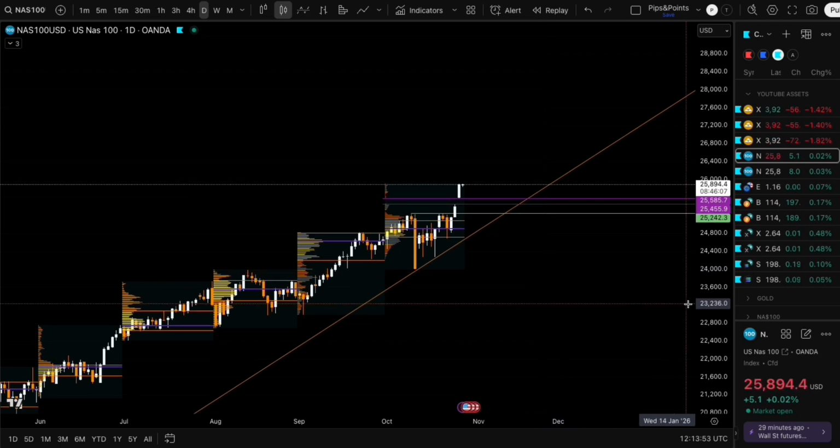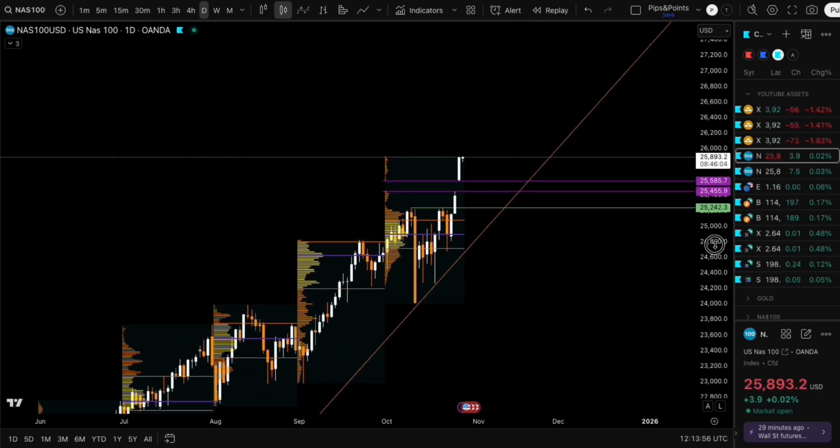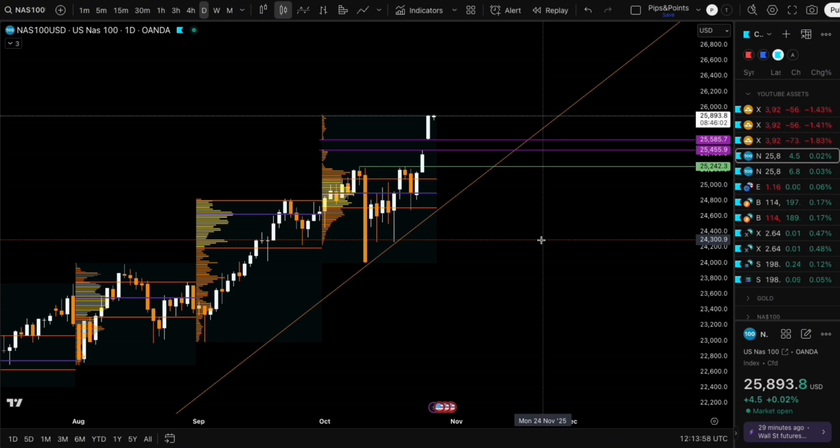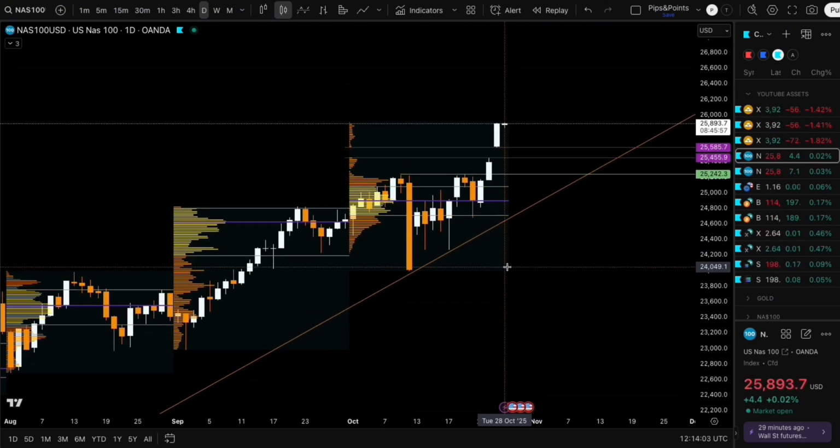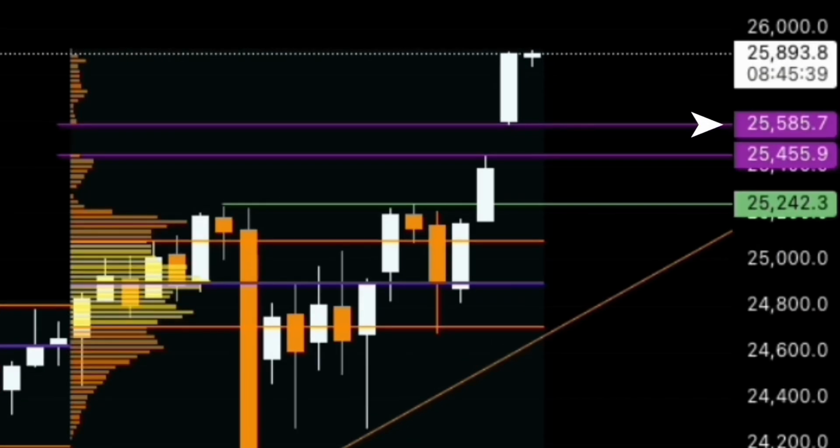So the levels that we want to be mindful of moving forward, right? The levels that we want to keep an eye on in regards to the NAS are the following. We are very interested in 3 areas, right? So the first is 25,585. The second is 25,455. That corresponds to the low volume node area that we've just identified, our most recent and most immediate low volume node area.